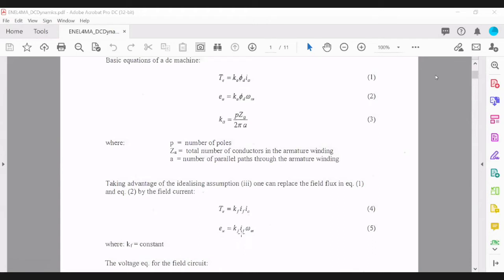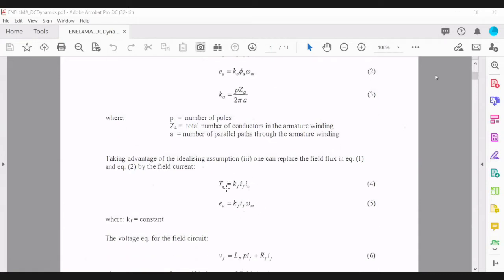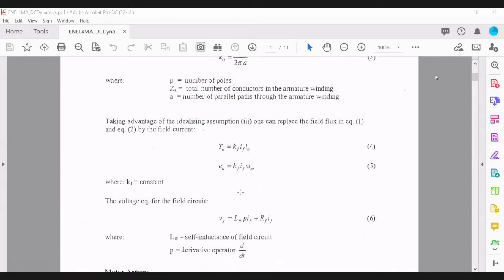So we can see that the electrical torque and the induced voltage is basically represented in terms of the field current, and this is the armature current, and here we have the field current and the speed of the motor. Okay, and now Kf will basically become a constant, which we will explain in more detail when we go through the examples in the tutorial.